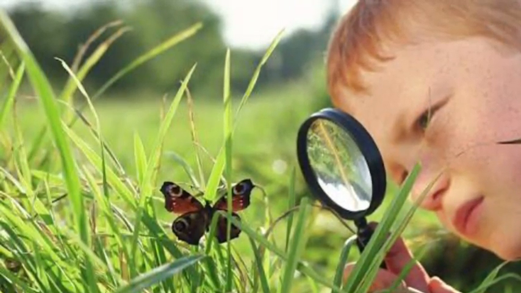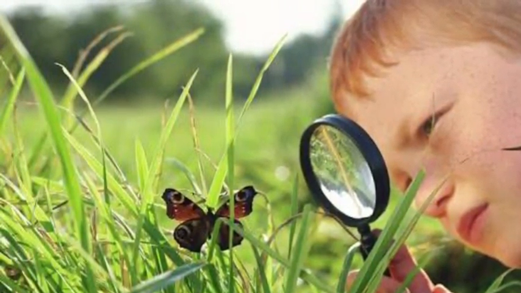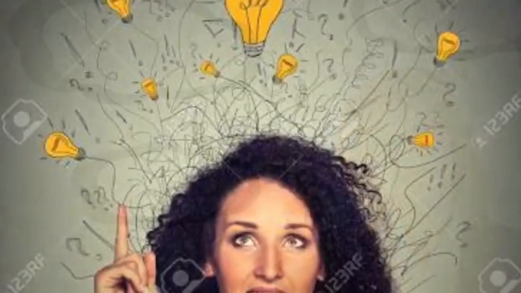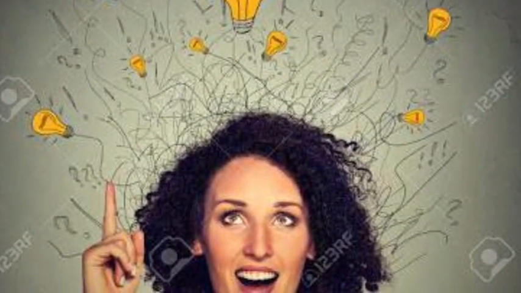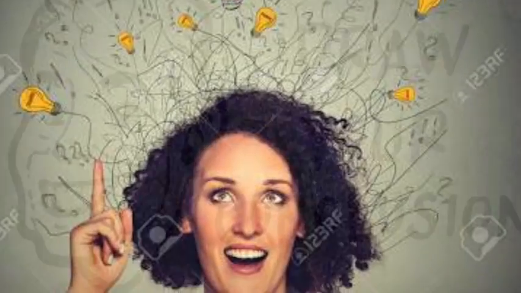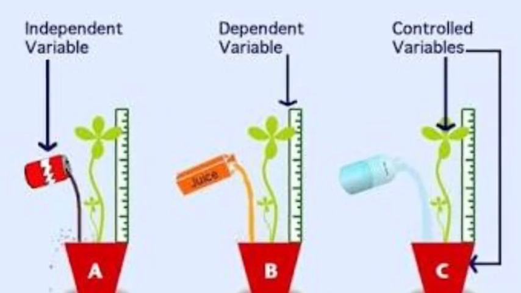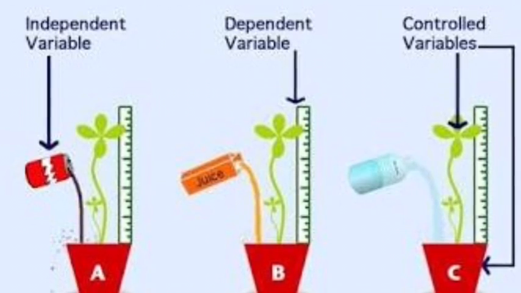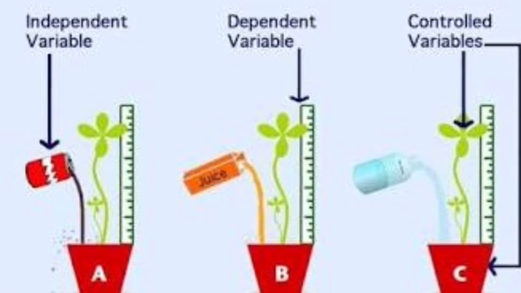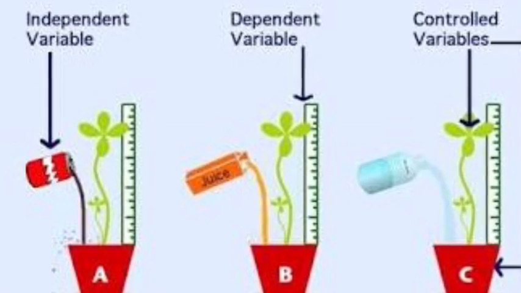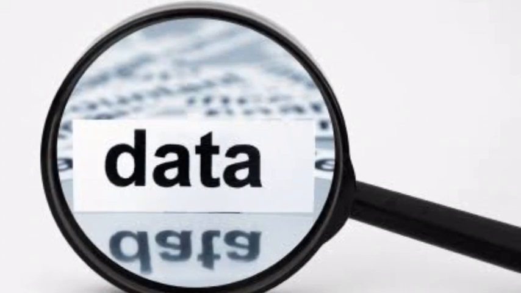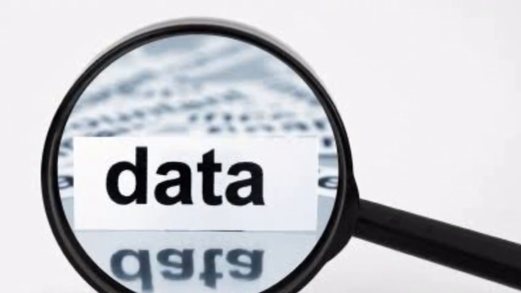Scientific methodology involves observing and asking questions, making inferences and forming hypotheses, conducting controlled experiments, collecting and analyzing data, and drawing conclusions. The dependent variable is a variable that is observed and changes in response to the independent variable. The independent variable is a variable that is deliberately changed. Data is the information that scientists gather from the experimental observations.